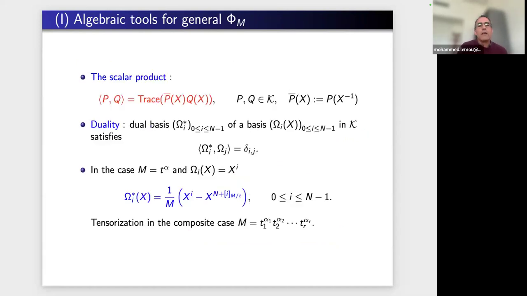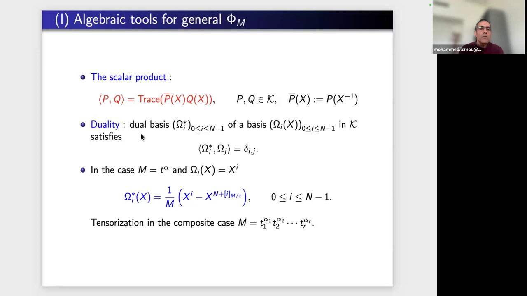And this trace allows us to define a scalar product on K. K is also a linear space on Q. You define the scalar product like this: you take the trace of P bar of x by Q. This is the scalar product of P by Q, where P bar is just P applied to x minus 1. X minus 1, of course, is the same as x to the power m minus 1, because we are modulo phi m.